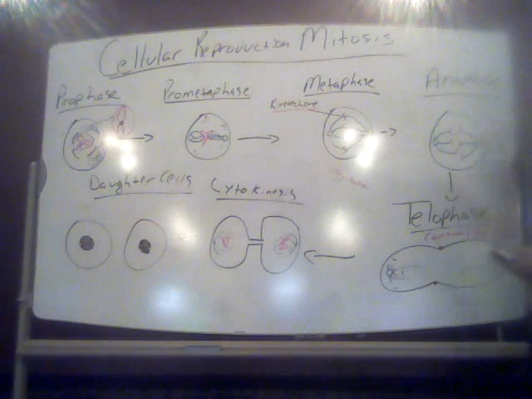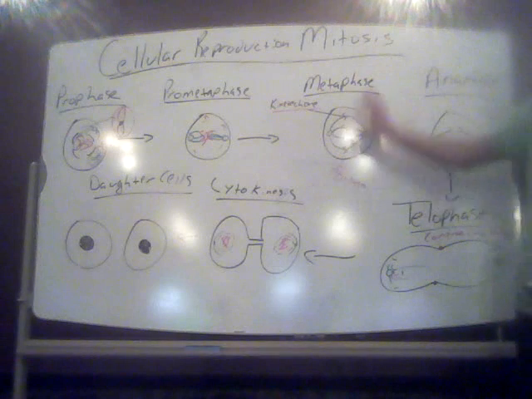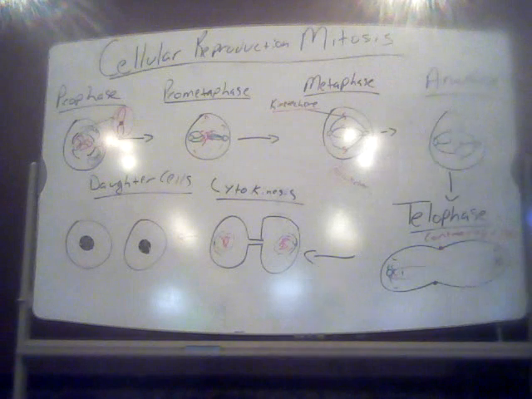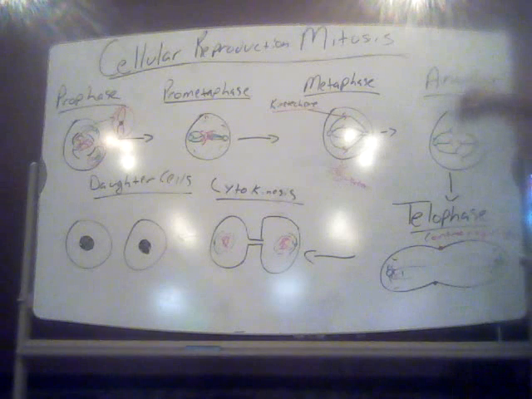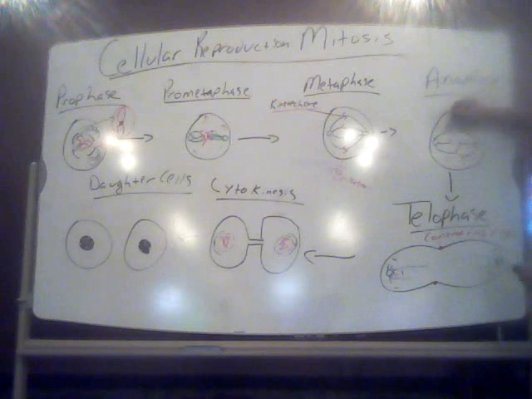All right, and then once this happens, once the alignment takes place and the attachment takes place, then the cell is going to transition into anaphase. And basically what you see occurring during anaphase is the microtubules are going to pull these chromosomes apart.